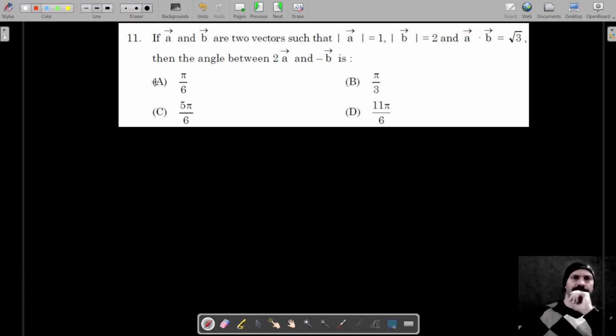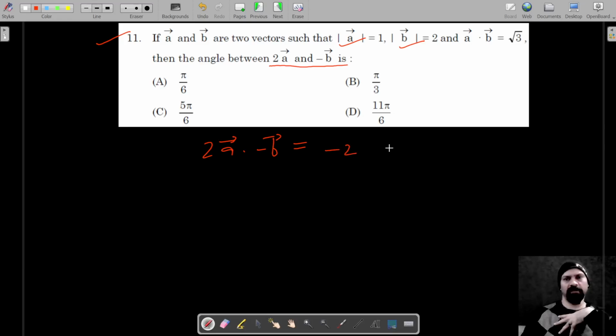For question number 11, it's given that A and B are two vectors, the magnitude of A is 1, the magnitude of B is 2, and the dot product of A and B is √3. We have to find the angle between 2A vector and negative of B vector. So let's find out the dot product of this. This can be written as negative 2 A dot B. Now A dot B is √3, so this becomes negative 2√3.